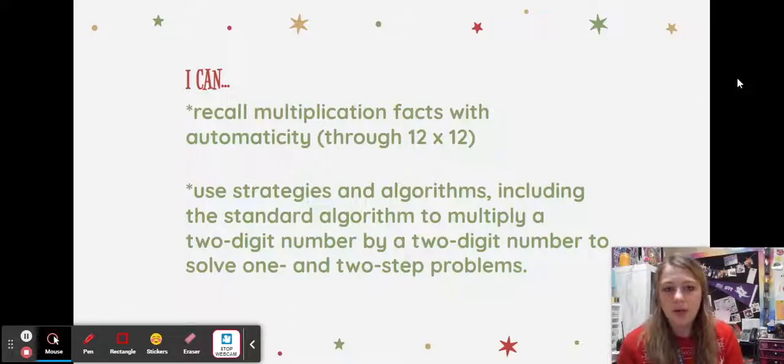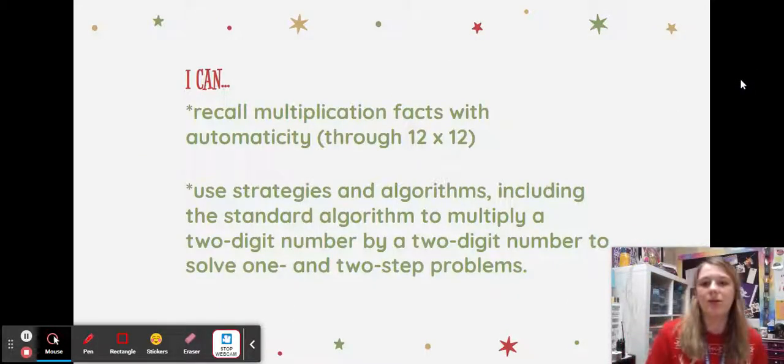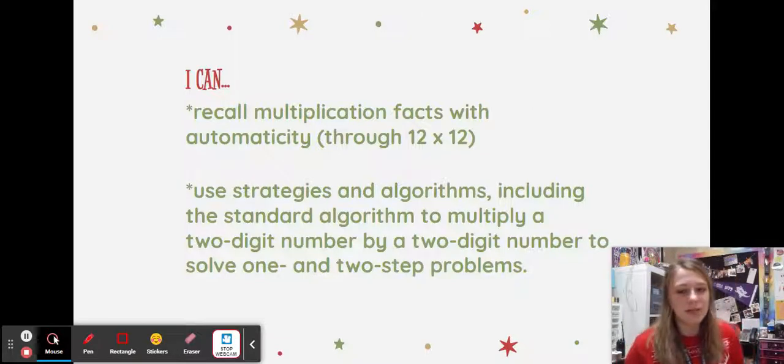So, our learning targets for the day. First off, we can recall multiplication facts with automaticity through 12 times 12, which we all know is 144. Then we can use our strategies and algorithms, including the standard algorithm, to multiply a two-digit number by a two-digit number to solve one and two-step problems, okay? So we're going to be using both strategies today. On our quiz, you will need to show me both, so we're going to practice both.